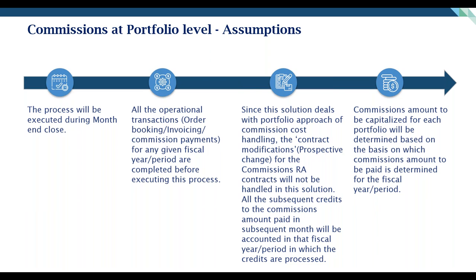So we are taking that data per period, and because it's monthly, we are taking the commissions paid amounts. That's why the first assumption is that all my operational transactions are executed and the invoices are processed. Whatever commissions are to be paid for that particular month are completed in that month. This process will start only after that. So basically, we can say that this is a month-end close process.